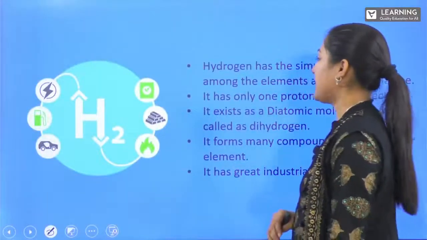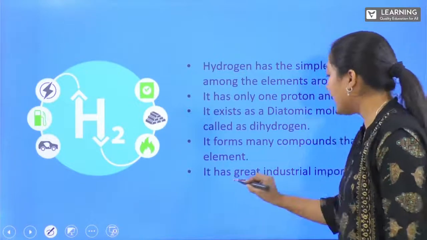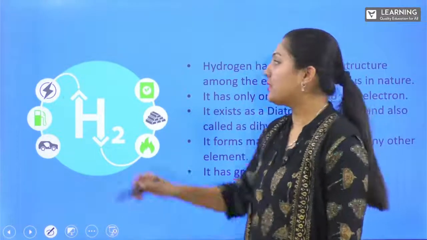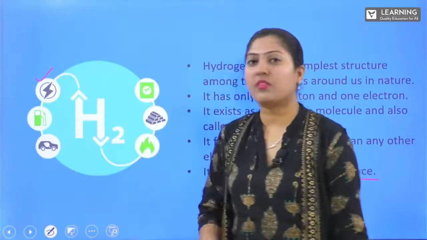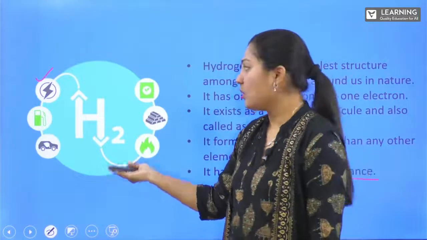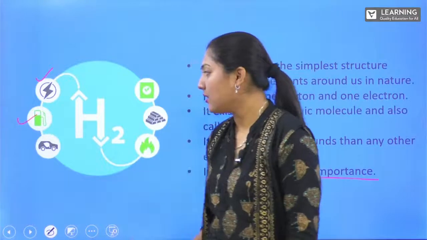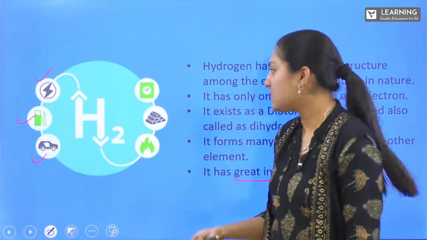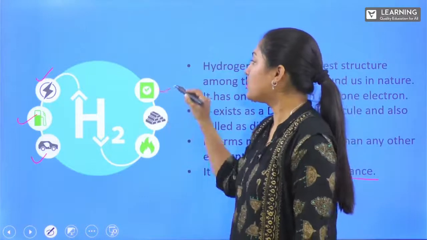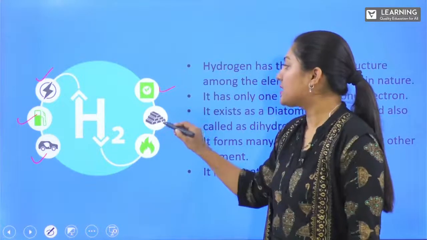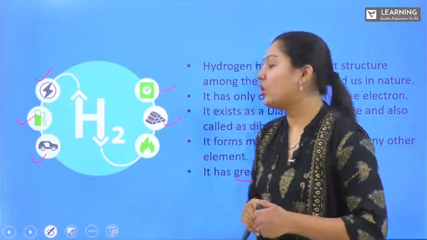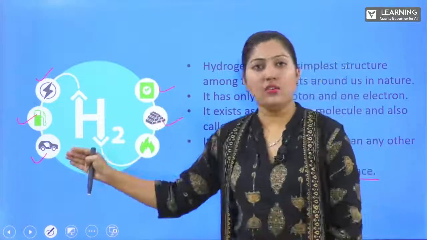The next one is that it has great industrial importance, where electricity can be produced from hydrogen. We can use it as a fuel for running vehicles too, and it is also eco-friendly. It is found very abundantly, and so the cost will also be less compared to other fuels.